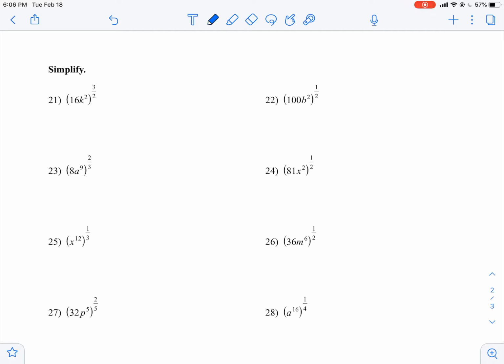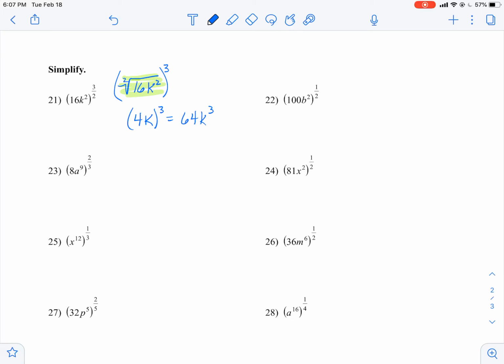So on this problem, the first thing that I'm going to do is show you one way to look at it in terms of the radical. So I have 16k squared to the 3/2. It is power over root, so that means it is the square root cubed. Now if I just take what's inside and simplify that, we know the square root of 16 is 4, and the square root of k squared is just k. Now I'm going to cube that, and I get 64k cubed. Okay, so that's one way to do it.